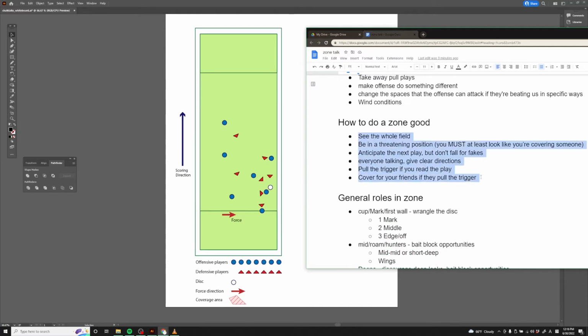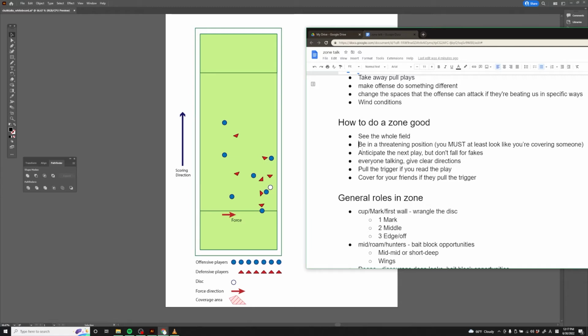Here are some general tips on how to do a zone well. 1. As a defender, you need to see the entire field. That means seeing where all 14 players are on the field, who has the disc, whether or not they are a thrower who's going to threaten lots of spaces on the field, or a few spaces on the field, or no spaces on the field. What the wind conditions are, what the force is, how close they are to the end zone, and how much space they have to work with.